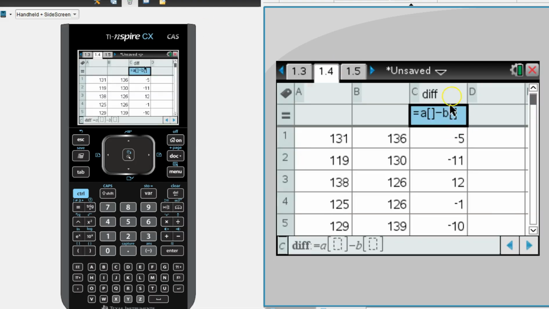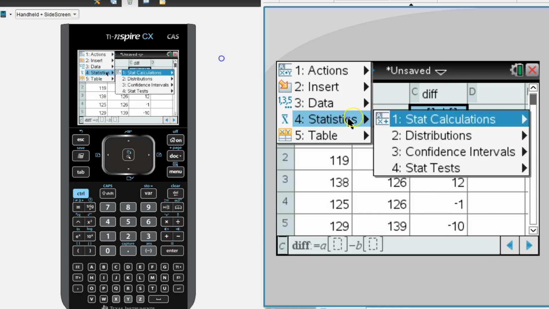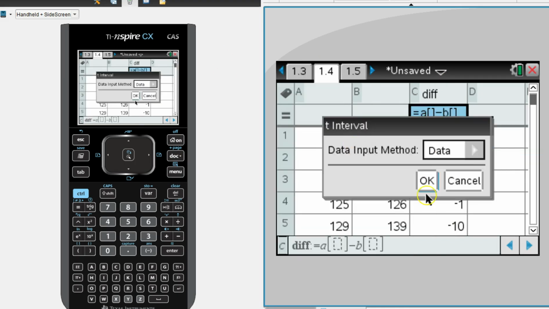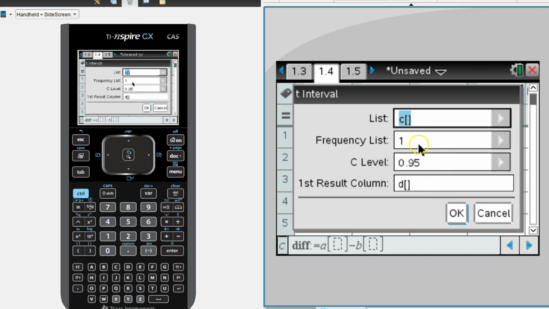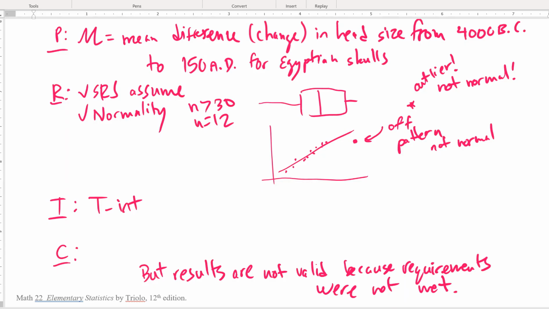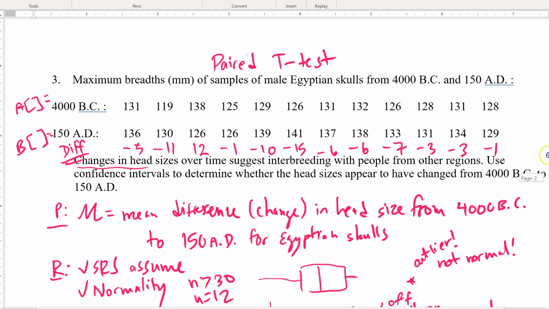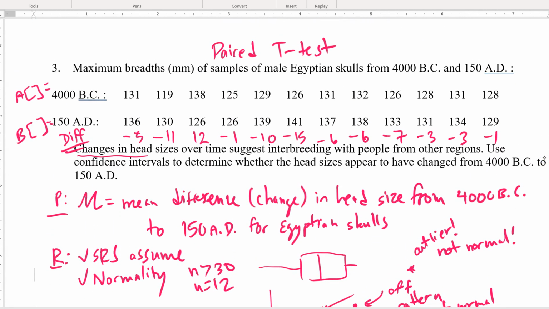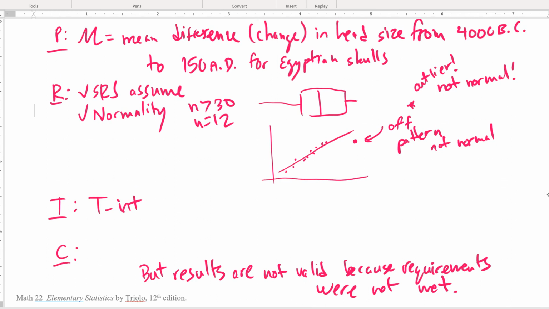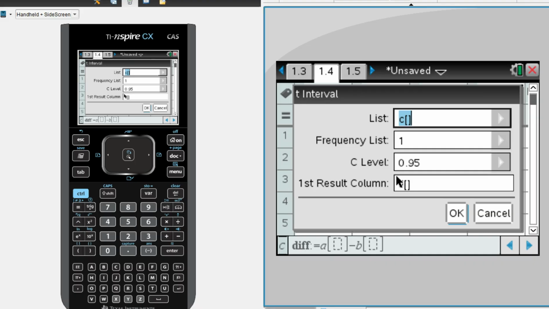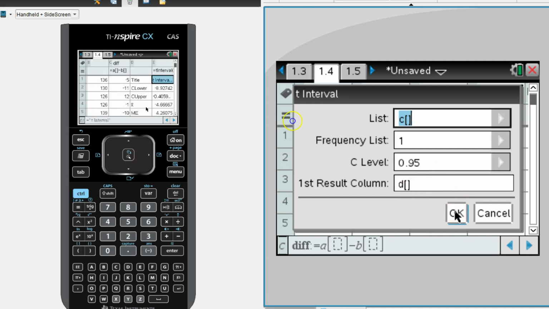How do we run the test? Well, I'm running it on C, on the difference. Statistics, interval, T interval. We have data this time. Stats, again, is if they said here's the mean, here's the standard deviation, but I actually have a list of data that's in C. Did they specify a confidence level? They did not, right? So when we say, what is the confidence level if they don't specify it? We said 95%. If they state it, use what they state. If they don't, use 95%. Okay? So we're going to leave that alone, putting the results in D.